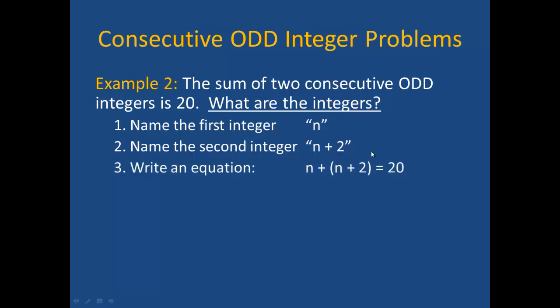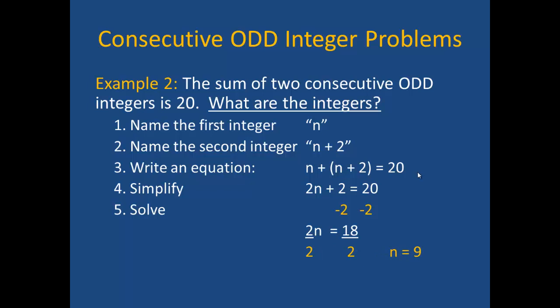Third step is the same, write an equation. So now I have n for the first integer plus n plus 2 for the second integer equals 20. I simplify to get 2n plus 2 is equal to 20. And then I have a two-step equation which I can solve by subtracting 2 from both sides to give me 2n is equal to 18. I'm going to divide both sides by 2 and find that n equals 9.